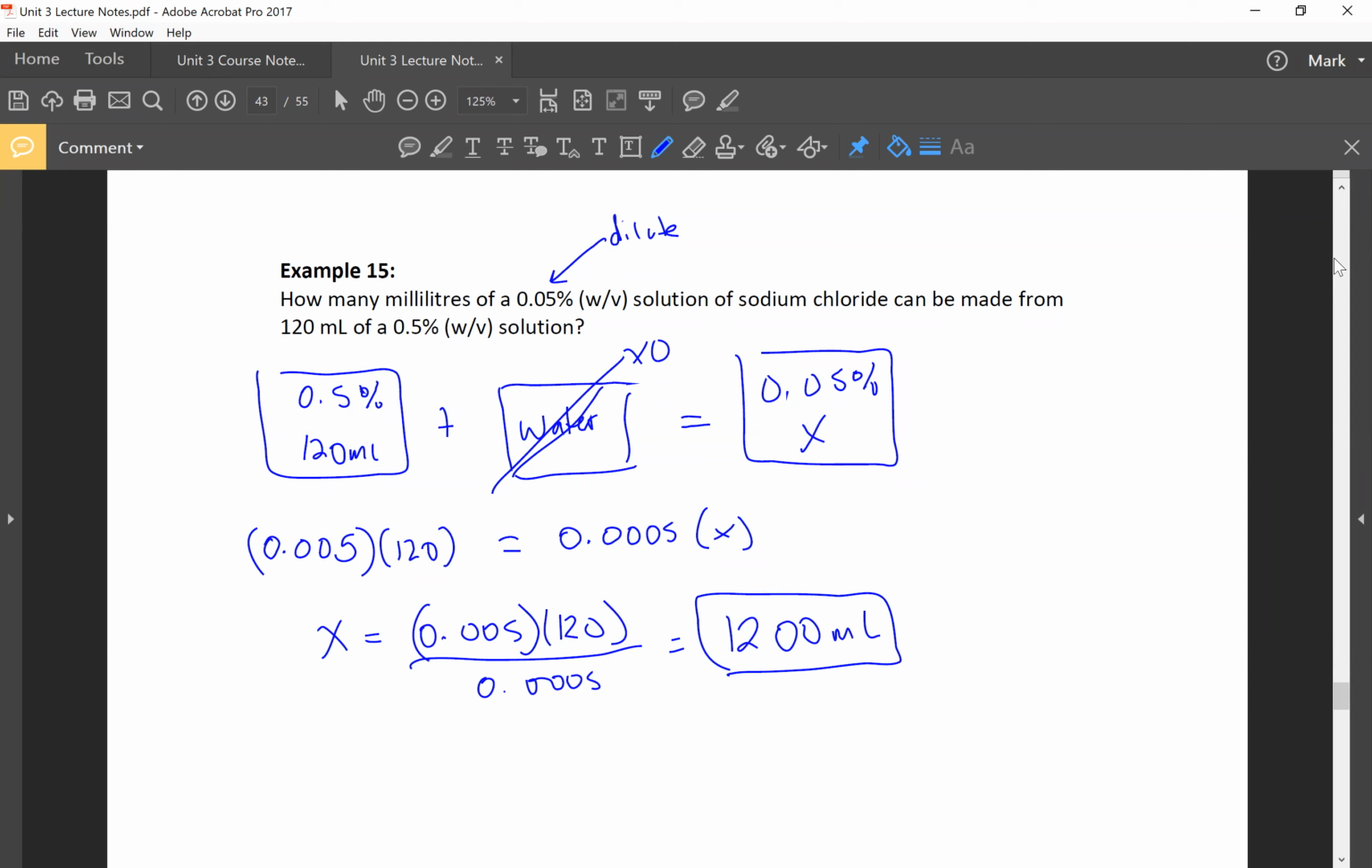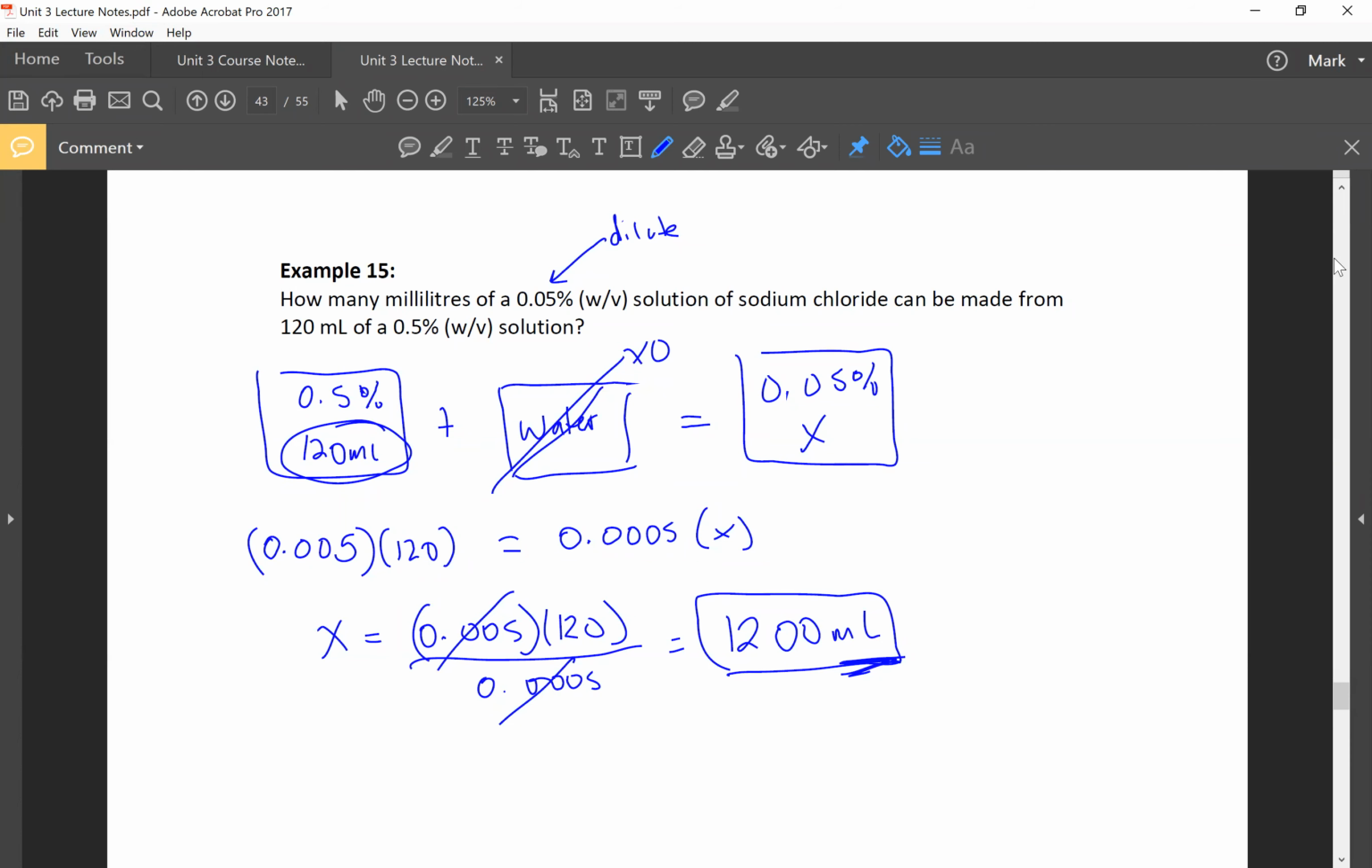It's actually telling you that these are weight over volumes. That's fine. We don't need to worry about grams or anything because the units are canceling. But our answer here would be in milliliters because this was in milliliters. And guys, this one's deceptively easy. We're taking 0.5% and we're trying to change it to 0.05%. That means you can dilute it by a factor of 10. So instead of 120, we can make 1,200 milliliters.